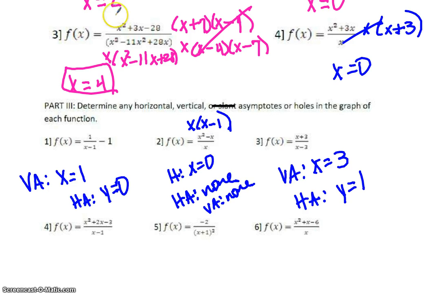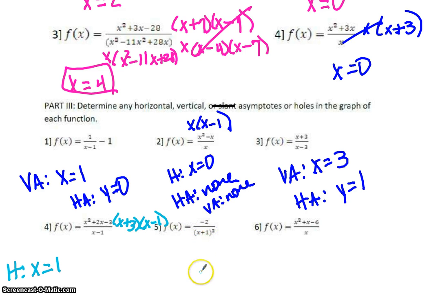You're going to have to factor, and so this is x plus and x minus. Factors of 3 that give you 2, so 3 and 1. So you're going to have a hole at x equals 1 because your x minus 1's cancel. No vertical asymptotes. Horizontal asymptote, your degree in the top or numerator is bigger, so there is none.